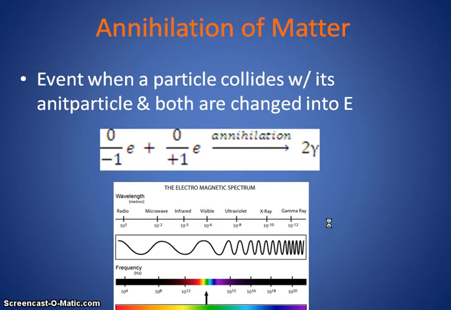Annihilation of matter is an event where a particle collides with its antiparticle, and then both are changed into energy. Positrons especially rarely make it to the surroundings before they collide with their antiparticle, the electron. That can cause them to be annihilated from one another, and the result would be 2 gamma rays going in opposite directions.